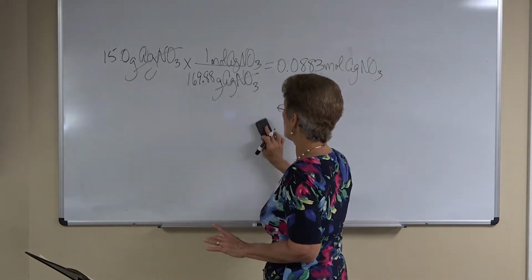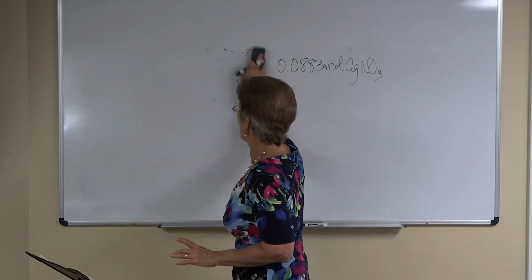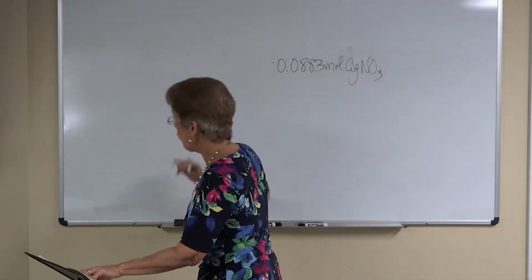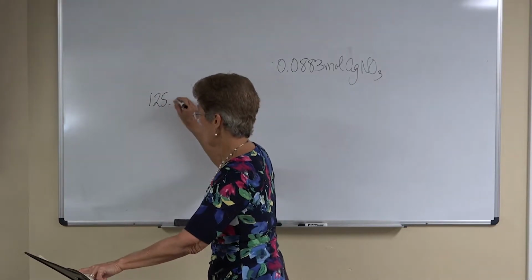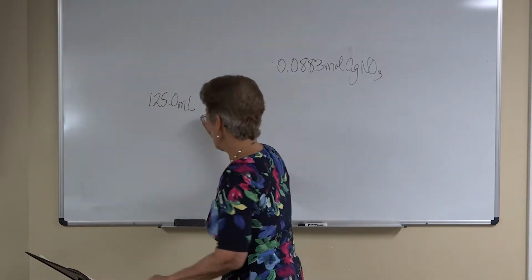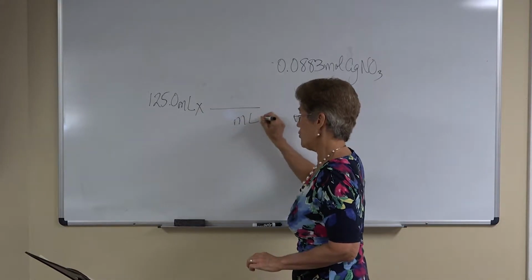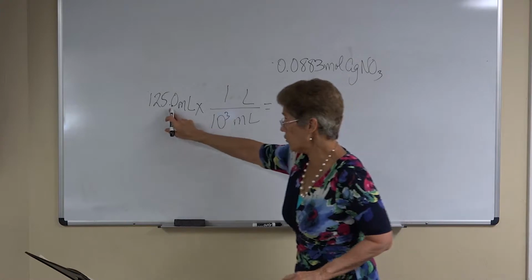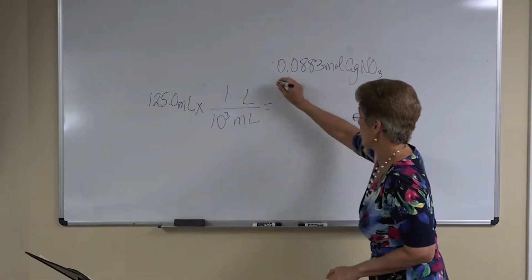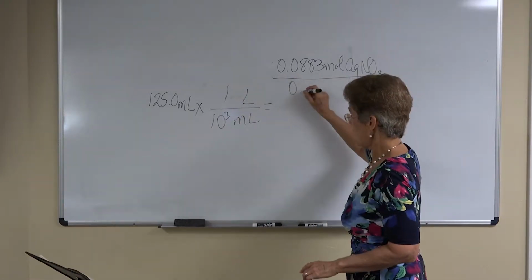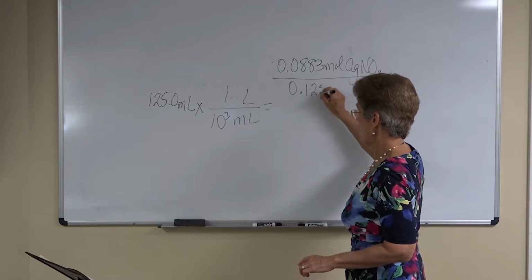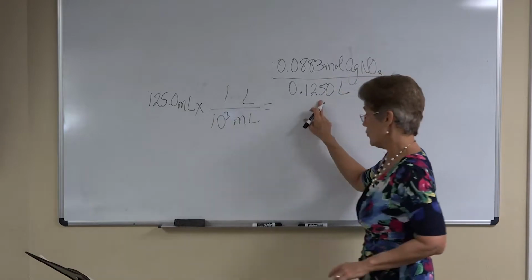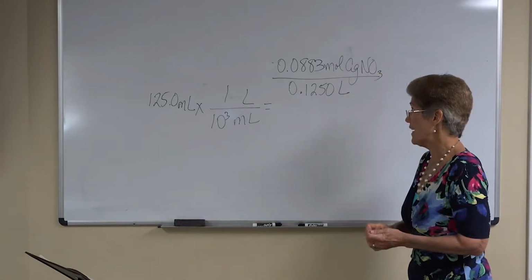Now, once we have the moles of silver nitrate, we need to divide it by the number of liters, and we're told that we have 125.0 milliliters, and I'm going to show you this once, and then I'm not going to do it again. In 1 liter, there's 1,000 mL. So we're going to move this decimal place back by 3. So we're going to divide by 0.1250 liters. Please notice there are 4 significant figures here, therefore you have to have 4 significant figures there.